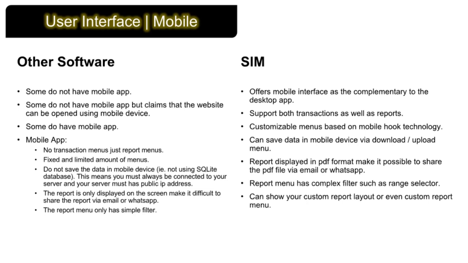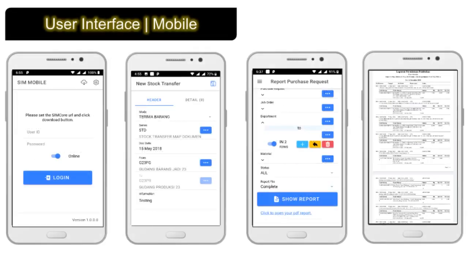Other software may not have a mobile application in their stack. Some do claim to have a mobile app, but it is actually a website opened using a browser on a mobile device. And some do have a mobile application too. If they have a mobile app, then I do not think it can be configured like SIM Mobile does. It most likely has fixed menus, and if you need to add one, you need to pay man hours again.